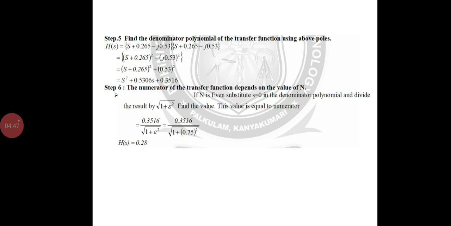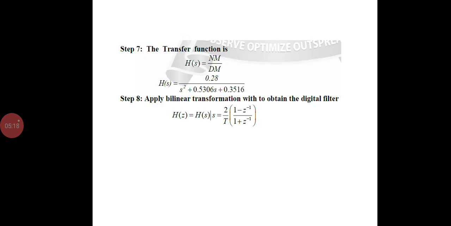Now we are going to find the denominator of the transfer function, that is, (s minus first pole) into (s minus second pole). Therefore, while substituting and simplifying, we get the values like this. Now we want to find the numerator of this transfer function. The numerator depends upon the value of n. If n is even, let us assume s equal to 0 in the denominator polynomial, and the result is divided by root of 1 plus epsilon square. Therefore, that value is equal to the numerator. Therefore, H of s.